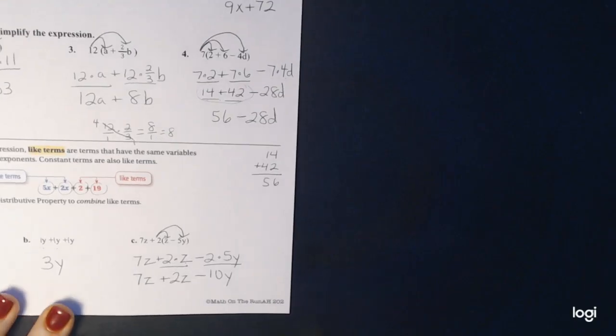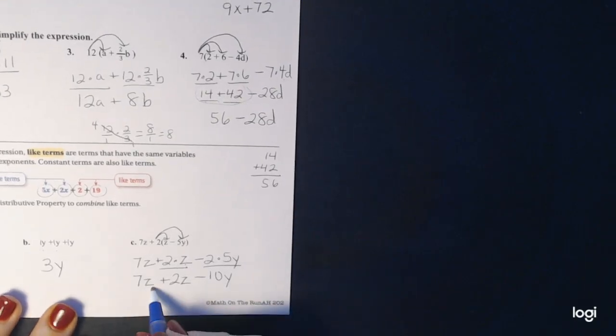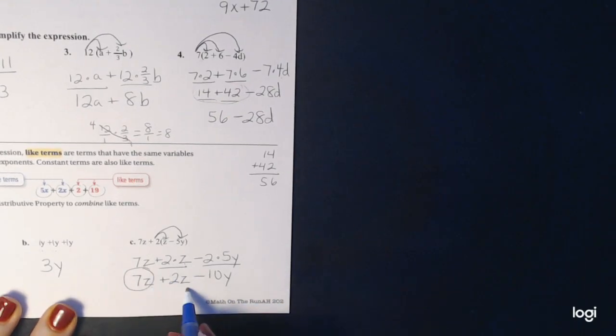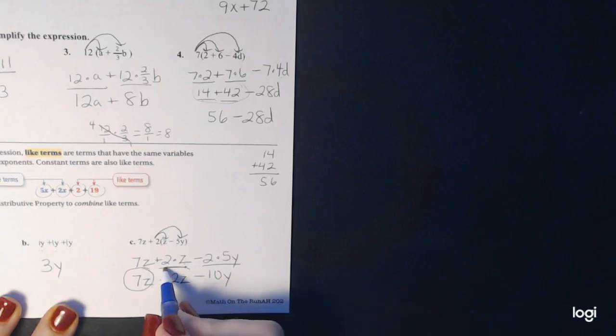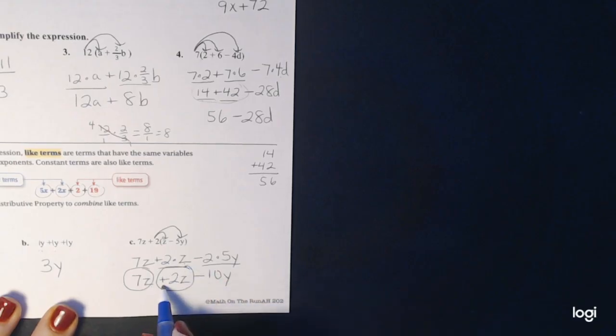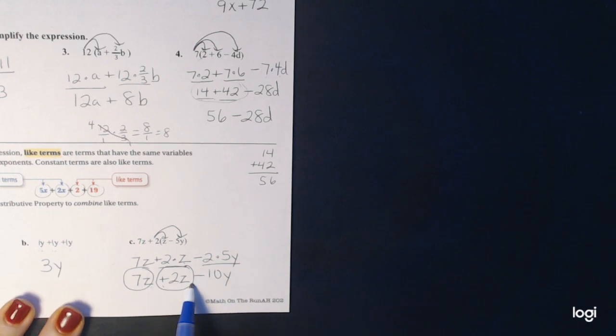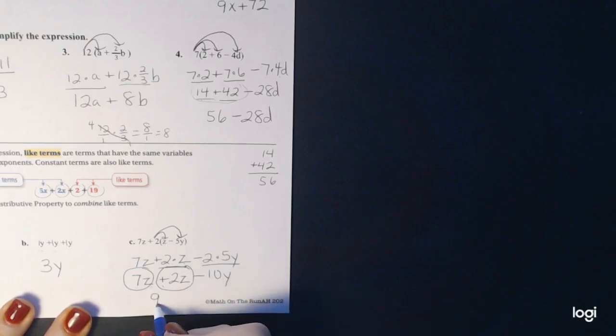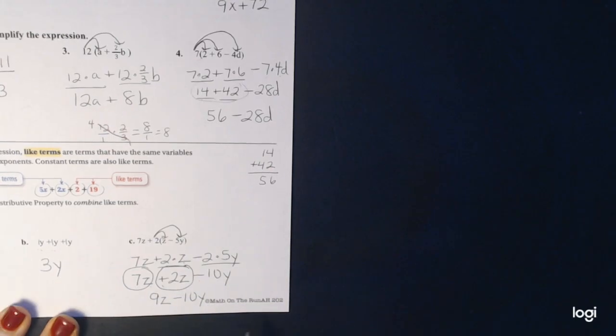All right, let's see. Do we have any like terms? Oh, this is a z, and there's another z. We have to remember, circle the symbol in front. That's a y, so we can't circle that. 7 z's plus 2 z's would make 9 z's, and we still have a minus 10y. The minus 10y doesn't get to combine with anything because there were no more y's.